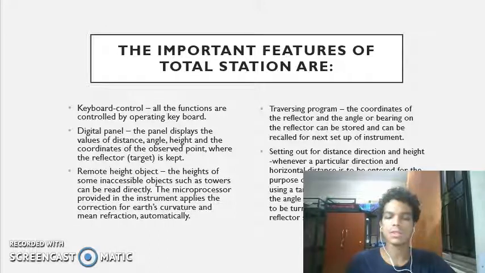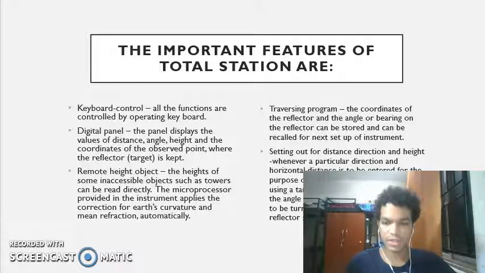The important features are keyboard control, as everything is keyboard operated. A digital panel shows the values of distance, height, angle, etc. Remote height object shows heights of inaccessible objects such as towers, and it can be read directly. The microprocessor provided with the instrument applies correction for curvature of the Earth and mean refraction automatically.